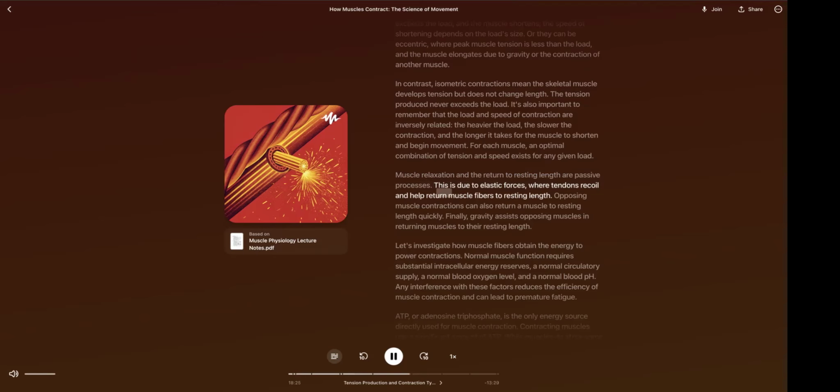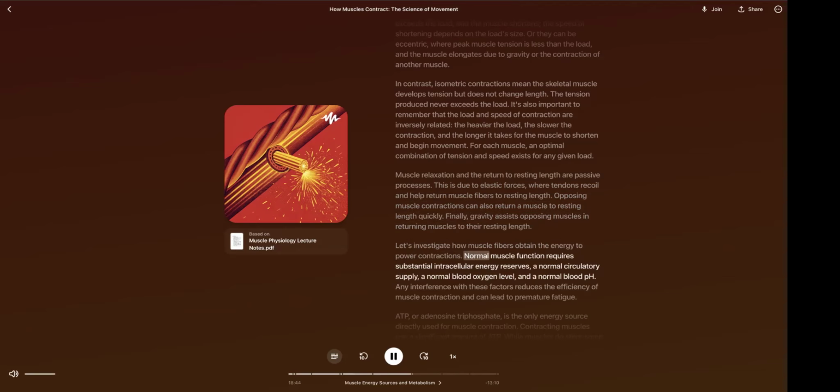Opposing muscle contractions can also return a muscle to resting length quickly. Finally, gravity assists opposing muscles in returning muscles to their resting length. Let's investigate how muscle fibers obtain the energy to power contractions.